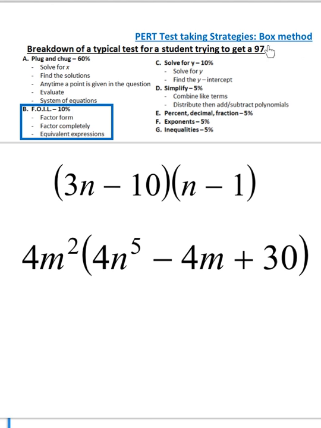You're going to use the box method whenever you see the directions that you want something in factored form, you want to factor it completely, and when you see the directions that you want an equivalent expression. So let's get started.